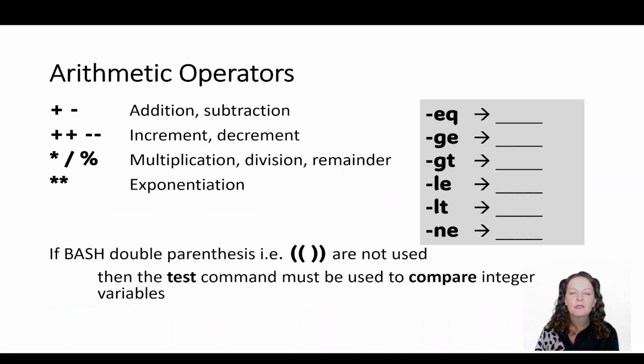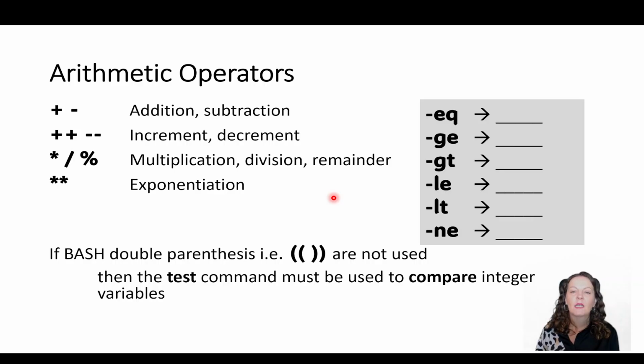Your arithmetic operators, I've left some of them blank because you can pretty much guess. I know how highly intelligent you all are. I've heard all about you. You're equal to, greater than or equal to, greater than, less than or equal to, less than, and not equal. Okay, that's what all of those are. If your bash double parentheses are not used, the test command must be used to compare them.